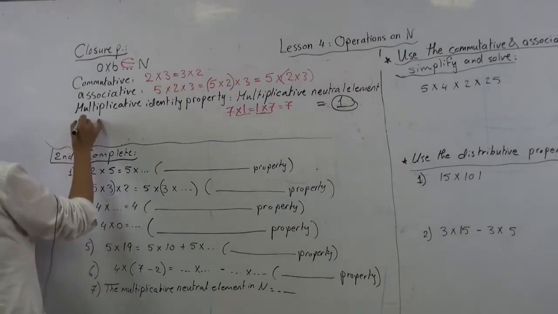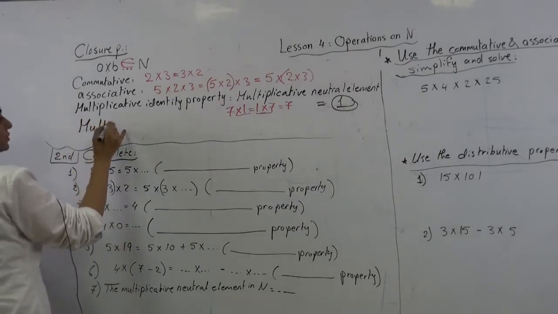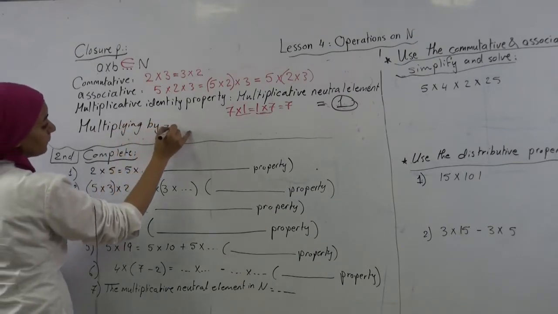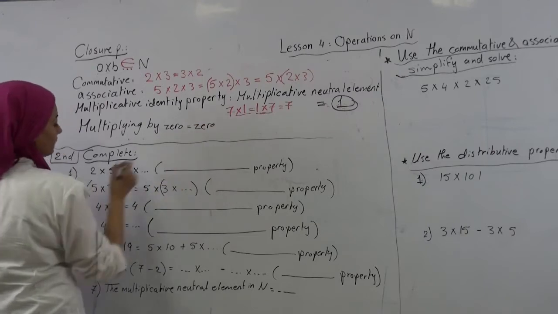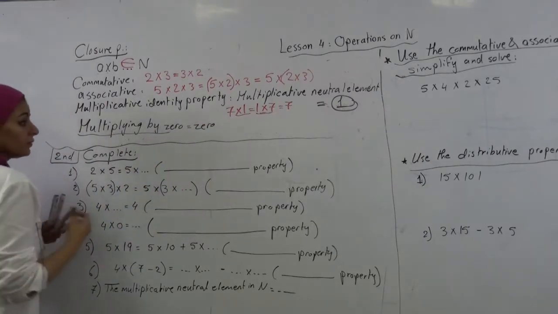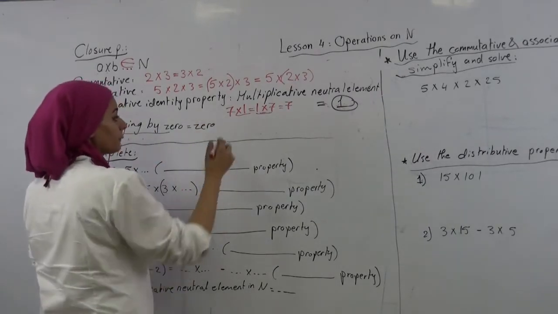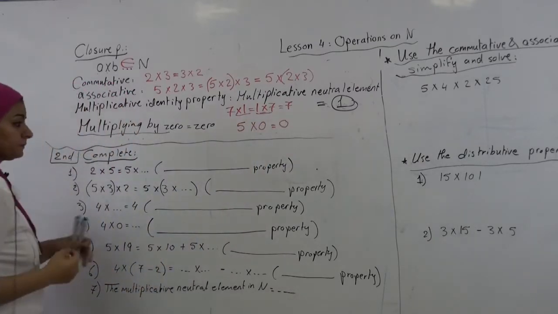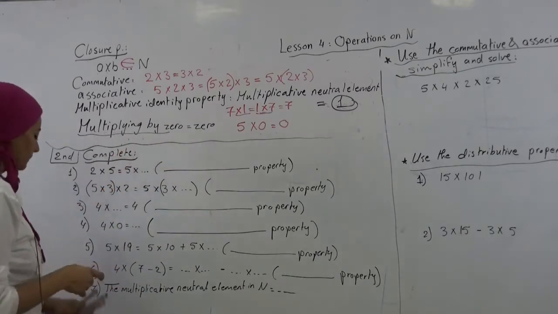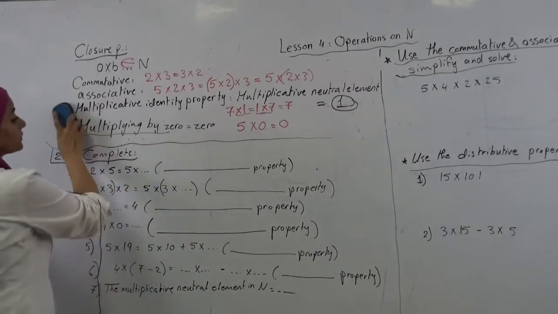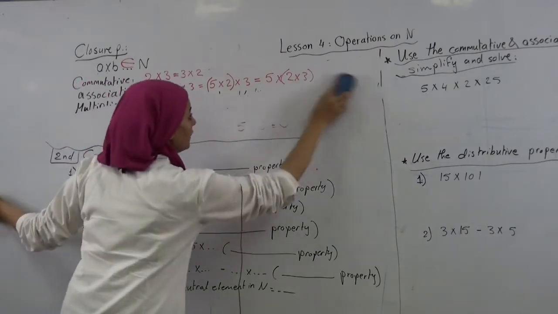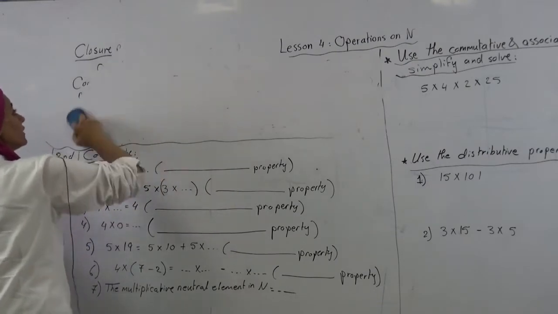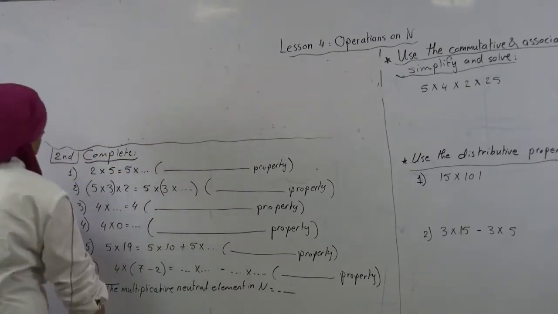We have two more properties for multiplication only, which is multiplying any natural number by 0, it will give me 0. The property is called multiplying by 0. They discovered that multiplying 5 times 0 will give me 0. And this property is called multiplying by 0. The last property is in multiplication only. No one has this property except multiplication, and it is called the distributive property.